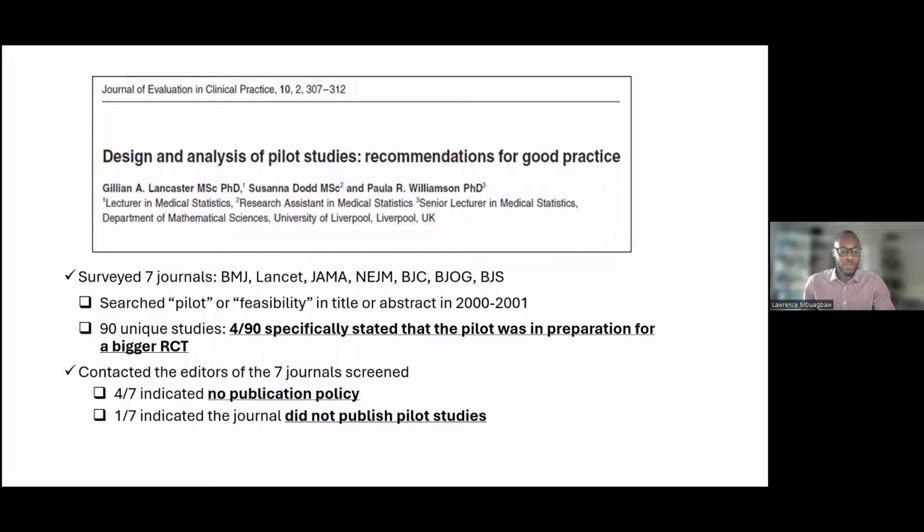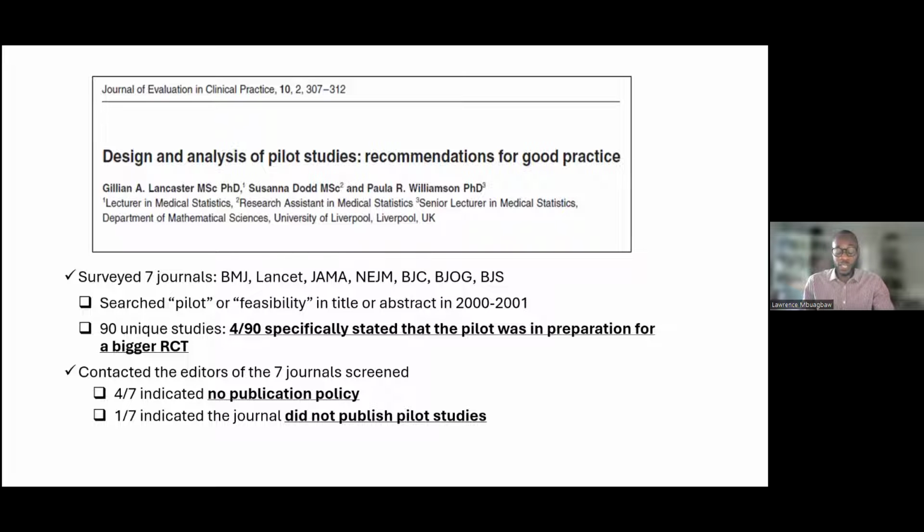So in 2000, our group looked at how pilot and feasibility studies were managed in 7 big journals. And we identified 90 unique studies, and only 4 out of 90 specifically stated that the pilot study was done in preparation for a bigger RCT, which is a problem.